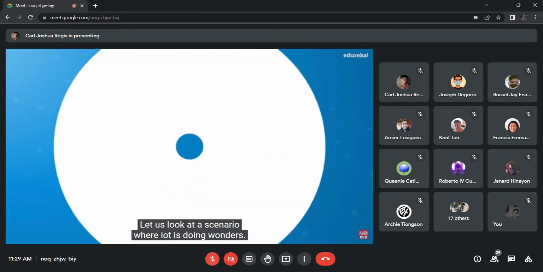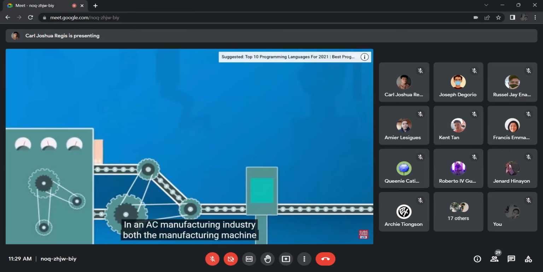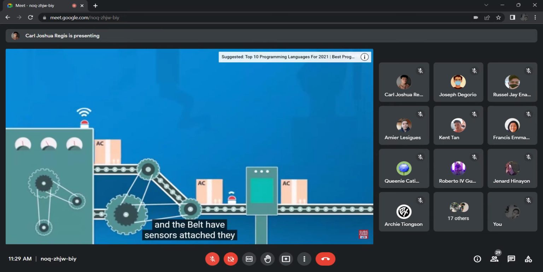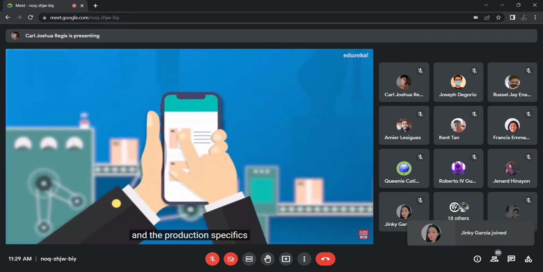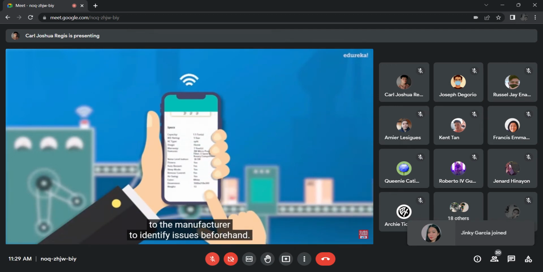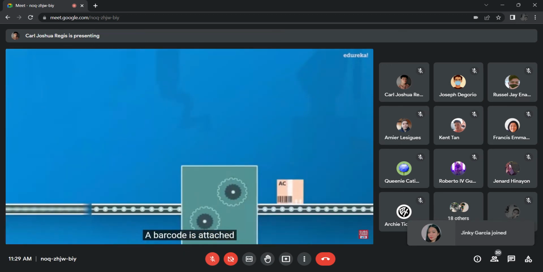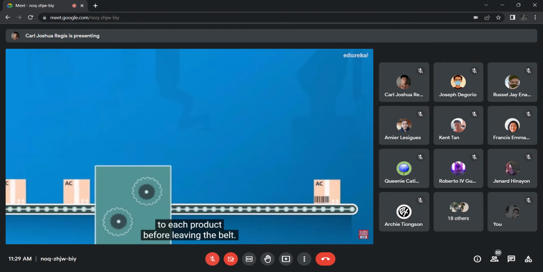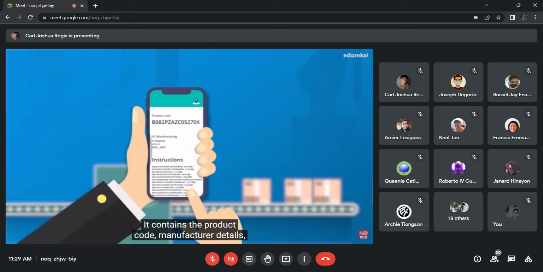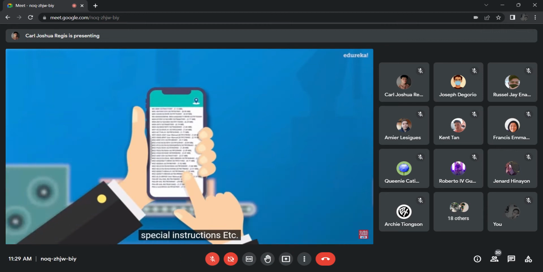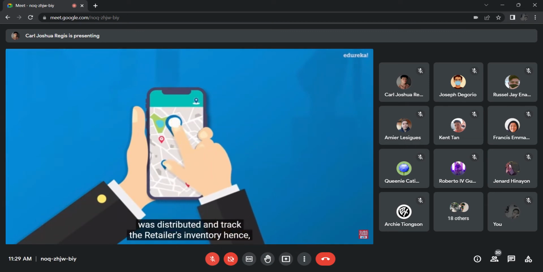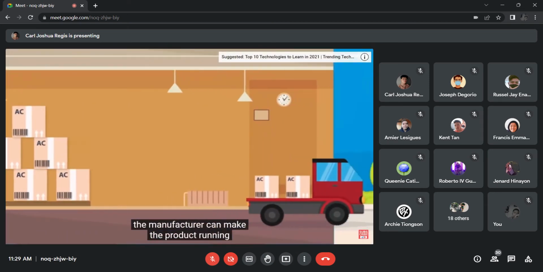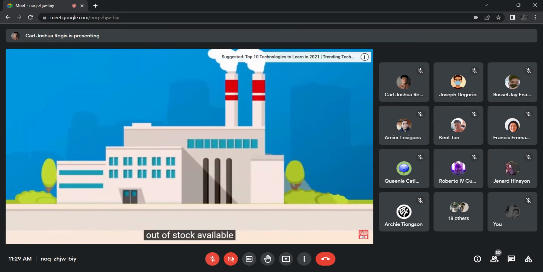Let us look at a scenario where IoT is doing wonders. In an AC manufacturing industry, both the manufacturing machine and the belt have sensors attached. They continuously send data regarding the machine health and the production specifics to the manufacturer to identify issues beforehand. A barcode is attached to each product before leaving the belt. It contains the product code, manufacturer details, special instructions, etc. The manufacturer uses this data to identify where the product was distributed and track the retailer's inventory. Hence, the manufacturer can make the product running out of stock available.